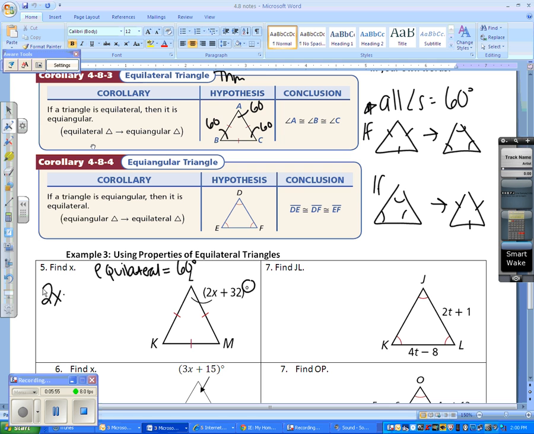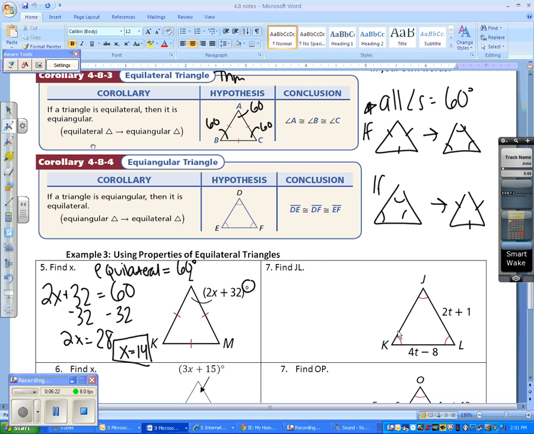So I'm going to say that 2x plus 32 has to equal 60 degrees. And I'm going to solve for x from there. So subtract 32, 2x equals 28, and then divide by 2, and x equals 14. So that's my final answer. If you wanted to check it, plug it in, and it should equal 60 degrees. So that's one problem of how you can do angle measures for equilateral triangles.